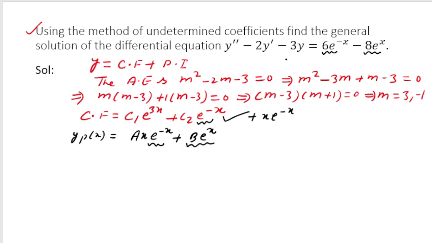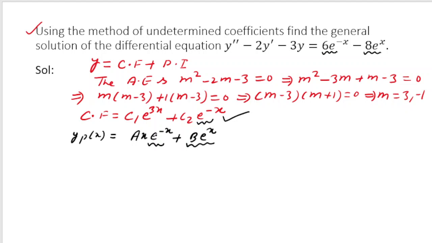Don't get confused about how it will be possible, because this is a second order differential equation. I'm just writing to explain this. If this is also present, some constant times this, then here I will not write x e to the power minus x. I will multiply it by x squared e to the power minus x. I hope you got this. So let me remove this, otherwise it will create confusion.